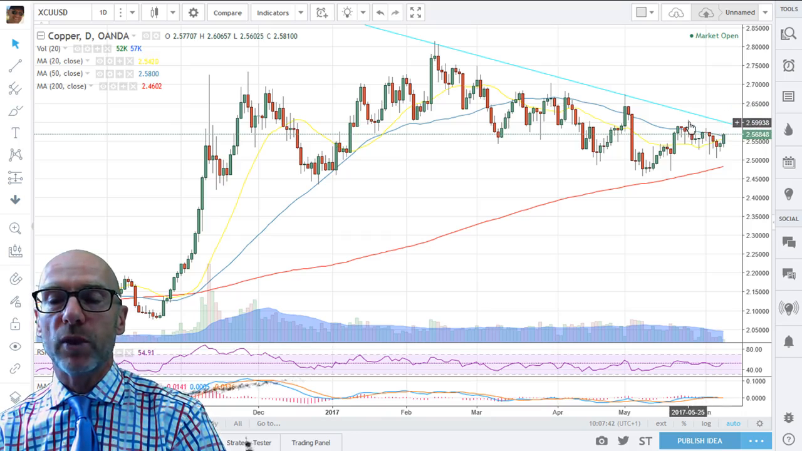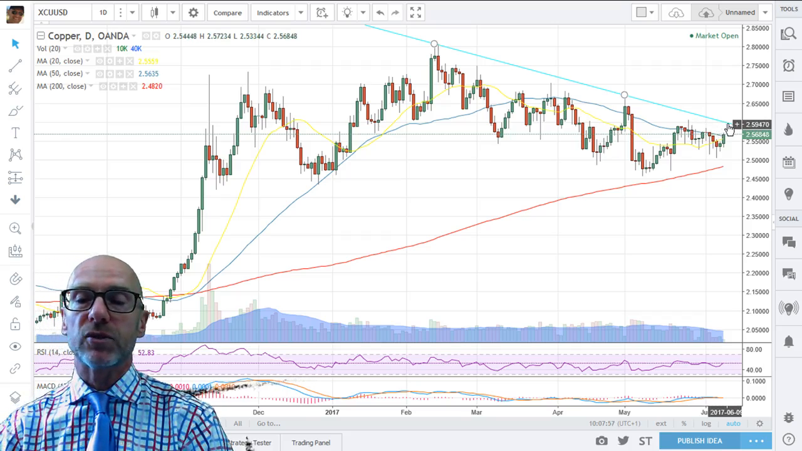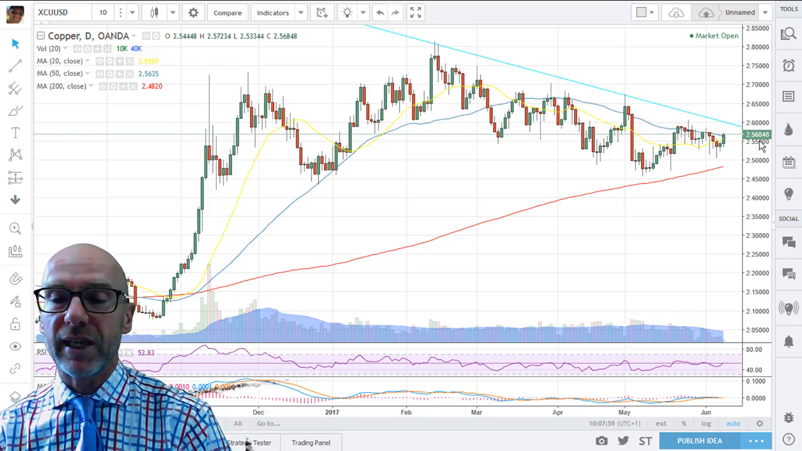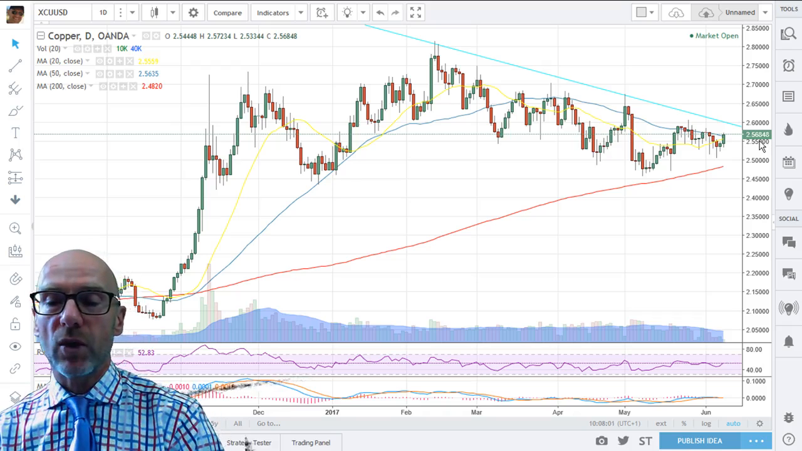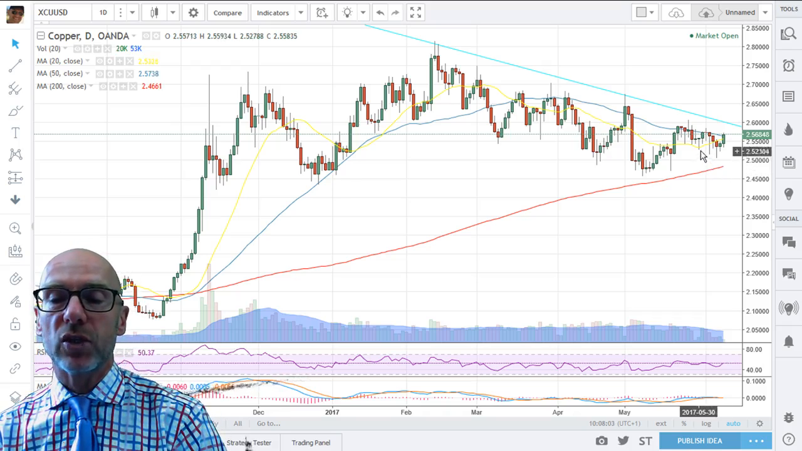This resistance point here from the 25th of May is significant as well. That's at about 2.60, but really we need to break this trend, which tomorrow will be at a very similar level, about 2.595.